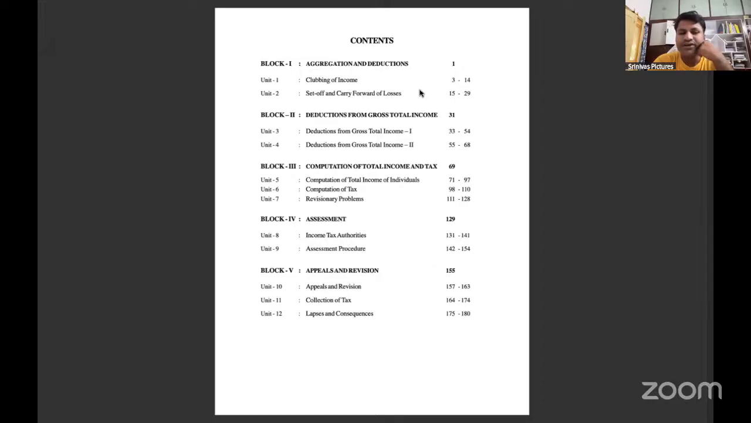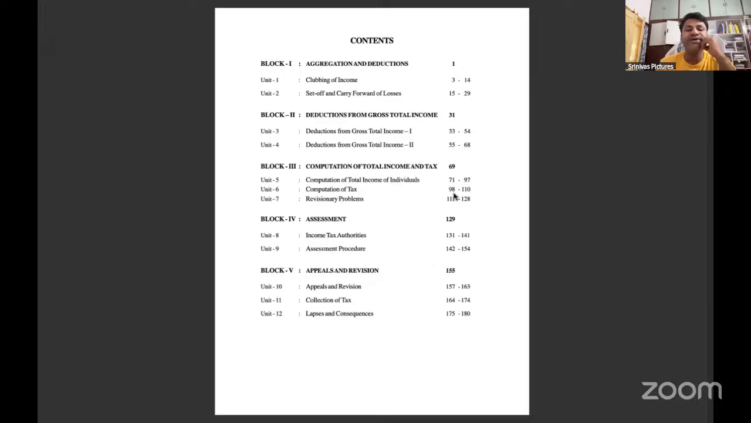The first chapter, unit 5, is computation of total income of individuals. It means whatever we do in clubbing of income, set-offs and carry forward, after that they give the 5 heads of income. Under the 5 heads of income, we allow the deductions. After deducting these, you get the total income. Here we calculate the taxable income only for individuals. Here, the 5 heads of income, and some losses also, they will give.